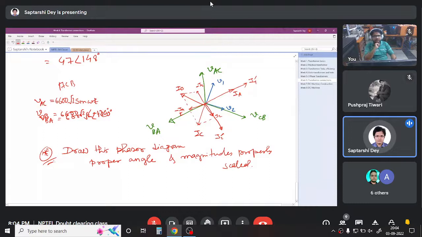Someone asked about parallel connection doubts. No doubt?